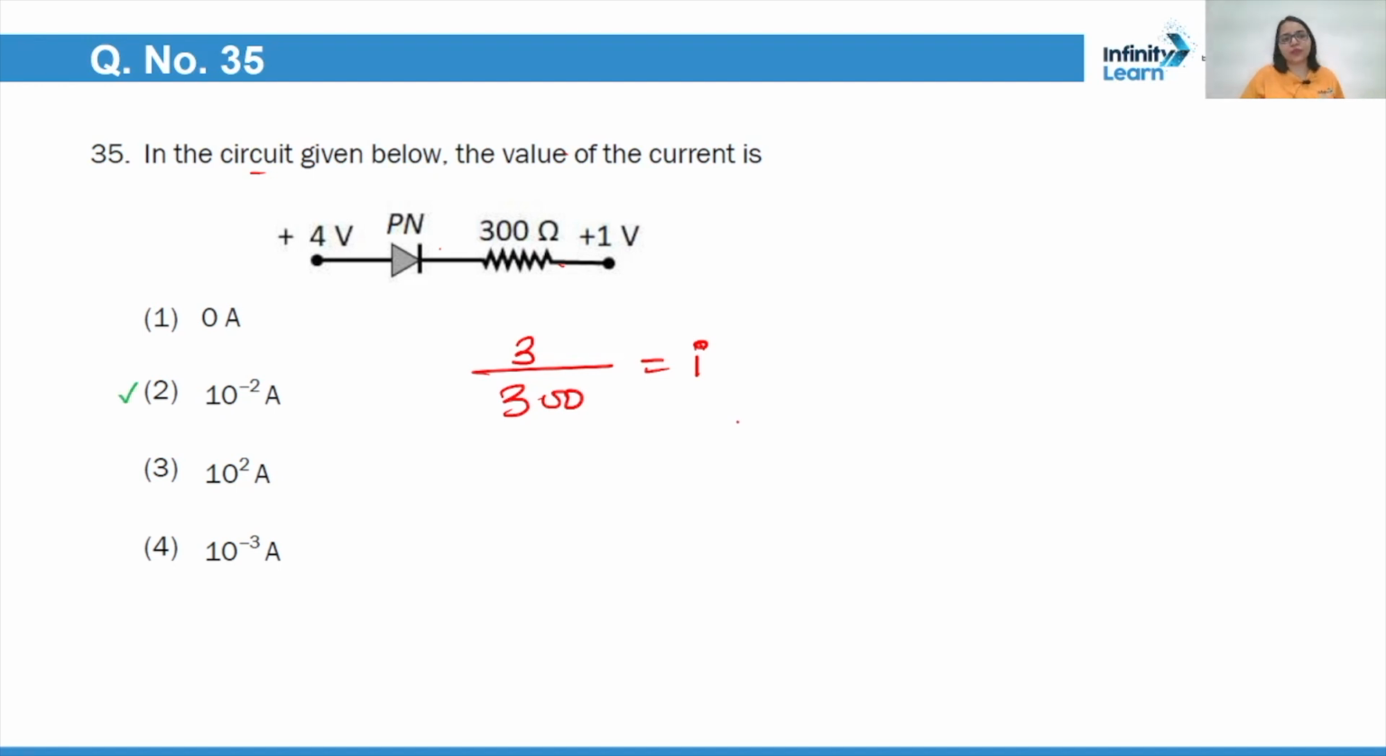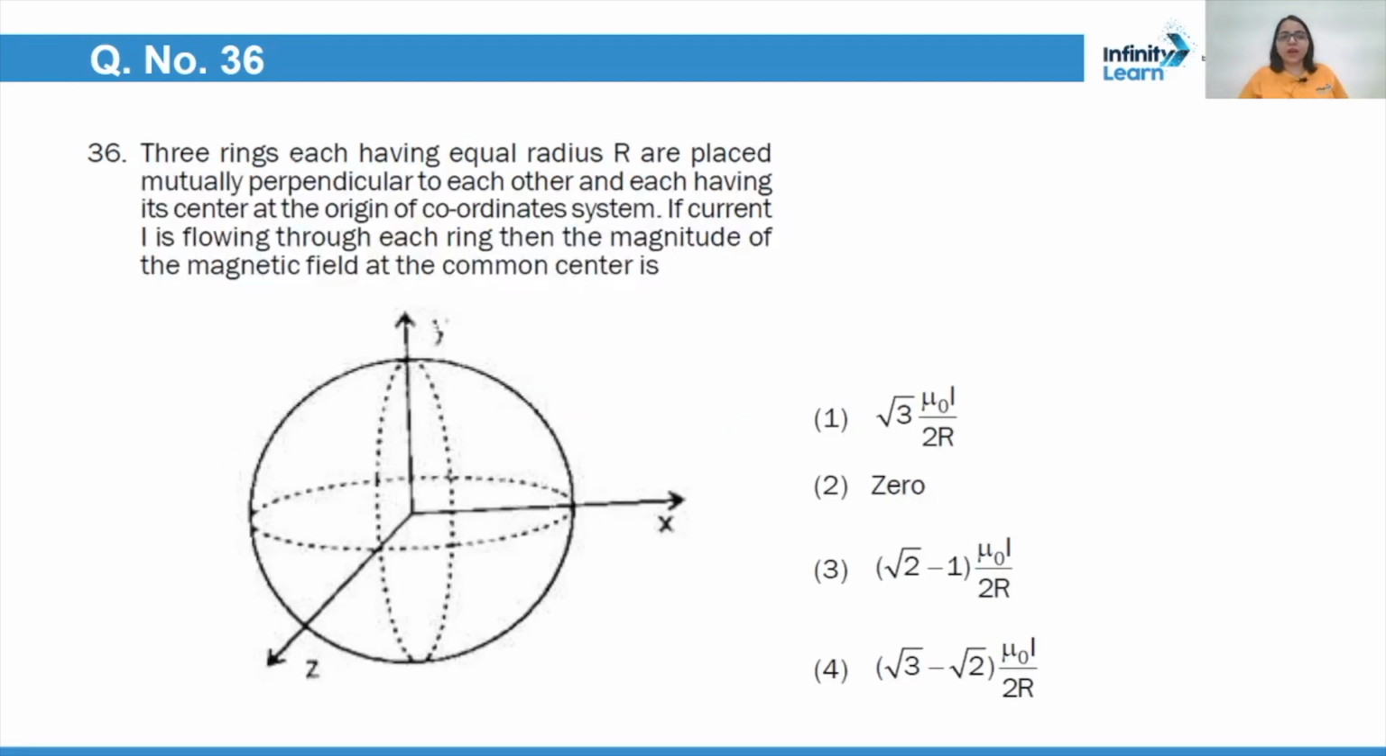Question number 36, we have three rings, each of equal radius r, placed mutually perpendicular to each other, having their center at the origin of the coordinate system. If the current I is flowing through each ring, then the magnitude of the magnetic field at the common center is? So at this center, we need to find the magnitude of the magnetic field.